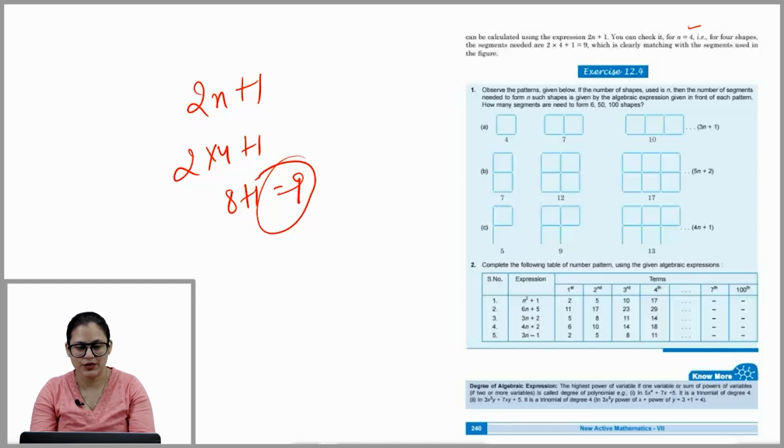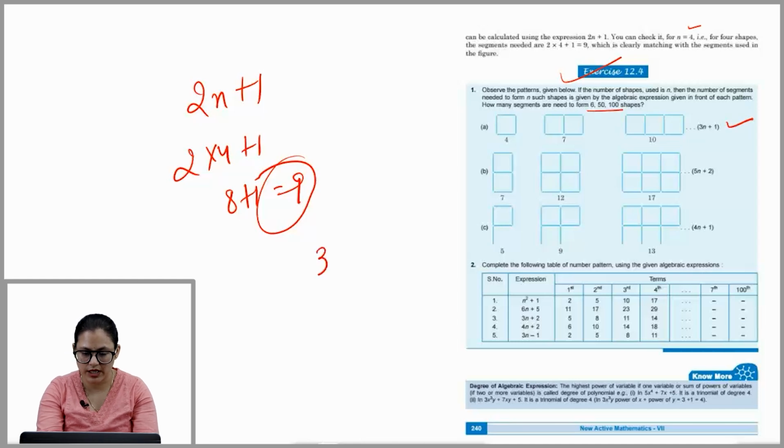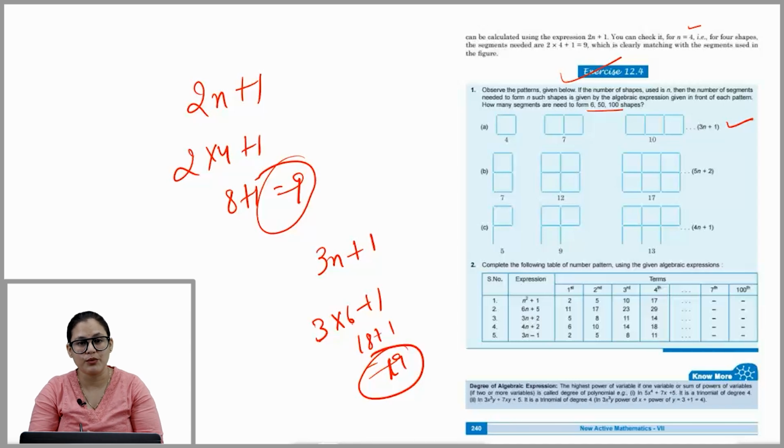Let's do exercise 12.4. Number 1, observe the patterns given below. If the number of shapes used is n, then the number of segments needed to form n such shapes is given by the algebraic expression given in front of each pattern. How many segments are needed to form 6, 50, 100 shapes? Okay, so the formula given is 3n plus 1. So we have to find out how many segments are needed to form 6. So we will put here 3 into 6 plus 1. 6 threes are 18 plus 1. That means 19. 19 segments are needed to form 6.